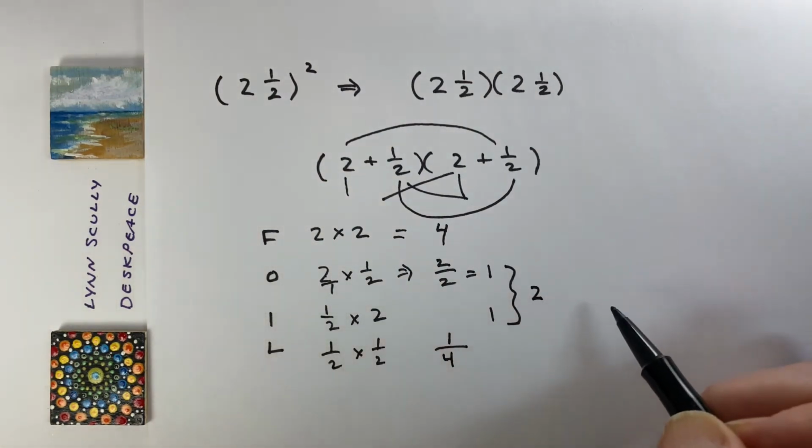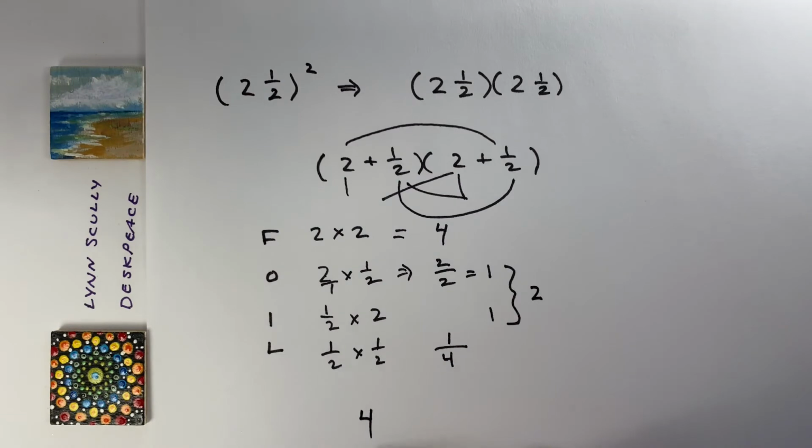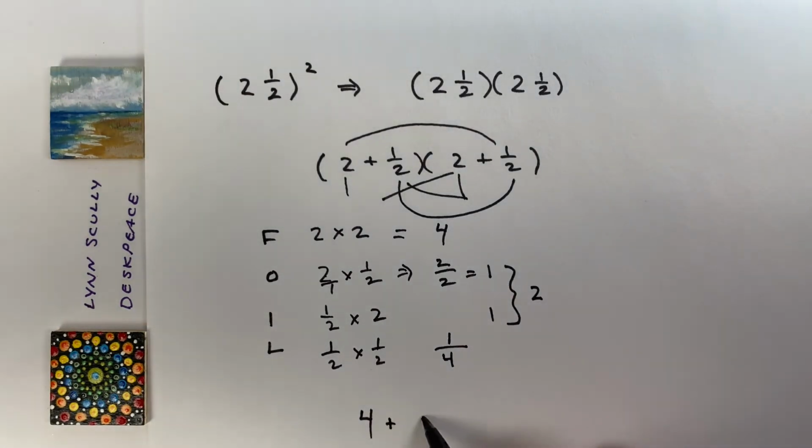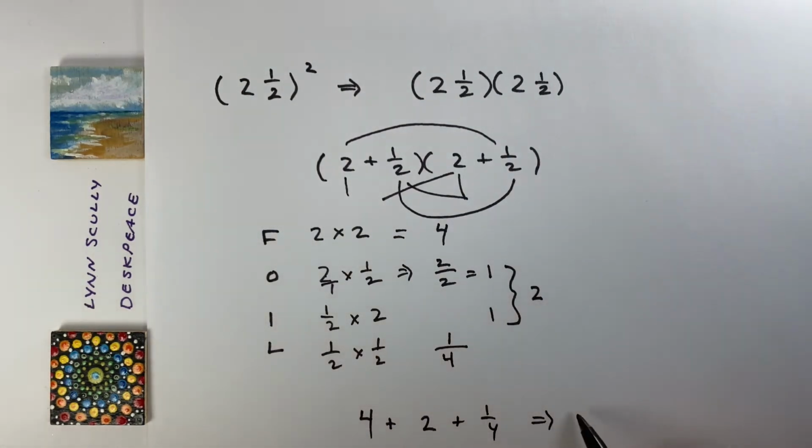And I get 2. So I'm going to take my first, my outer inner, my last. 4 plus 2 plus 1/4. 4 plus 2 is 6 and 1/4.